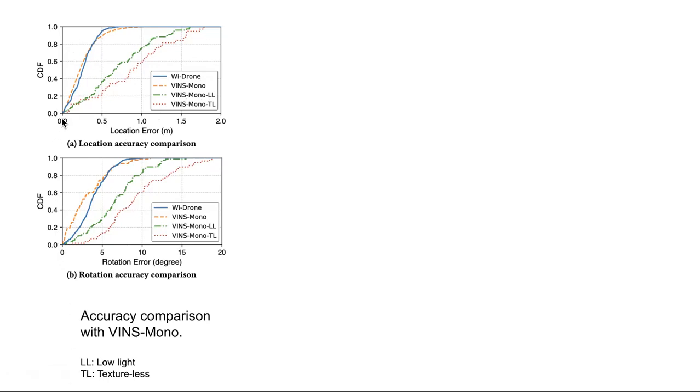WiDrone performs much better, as shown by the blue line compared to the dotted green line and also the light red one. This is because VINS-Mono is a vision-based method, and low light and textureless environments are not good for vision solutions, while WiDrone is based on Wi-Fi, which will not be interfered with by these environments.